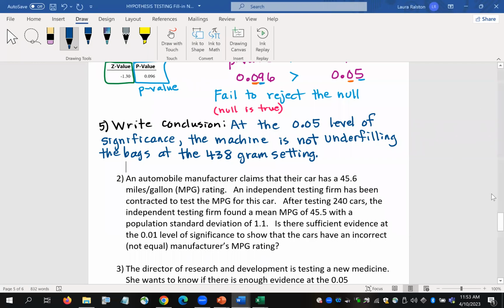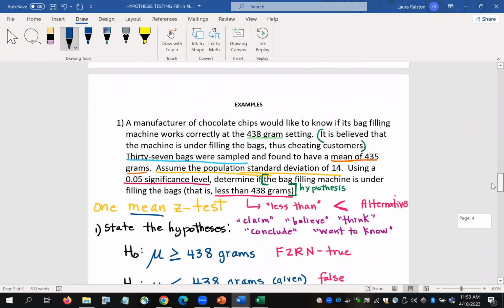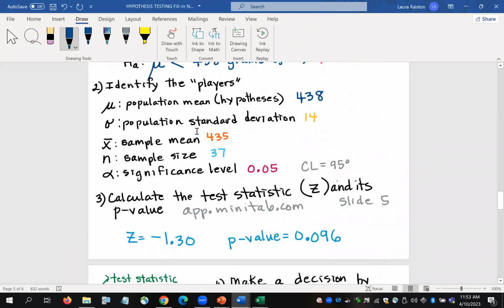That's the given one? That's the given one. If you go back to this problem again that we were looking at with the chocolate chips, my sample, which was 435 grams, was less than what we predicted at 438. So because it was below it, we got a negative value. Had these numbers been reversed, I would have gotten a positive value.